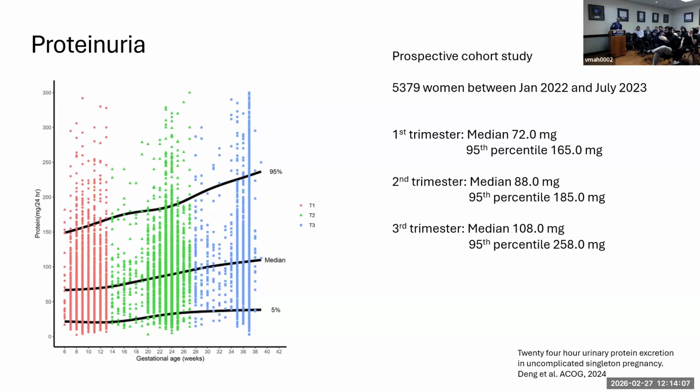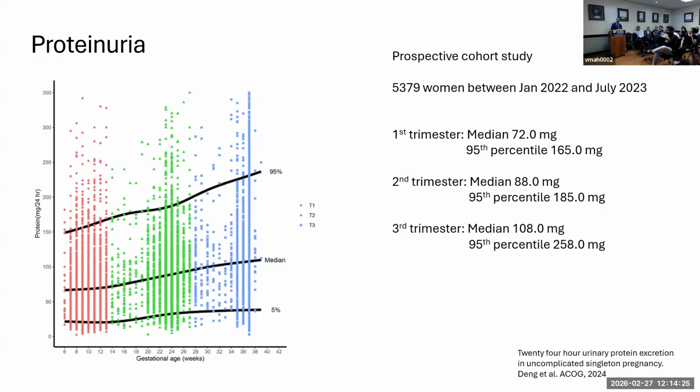This was a more recent study from 2024, which looked at 5,379 women between January and July 23. These were all normal pregnancies as well, considered low risk, uncomplicated. And they were trying to figure out, okay, what are the thresholds we should be worried about?